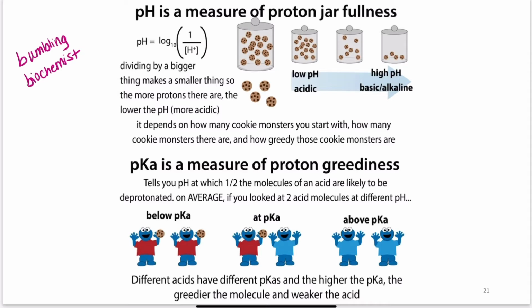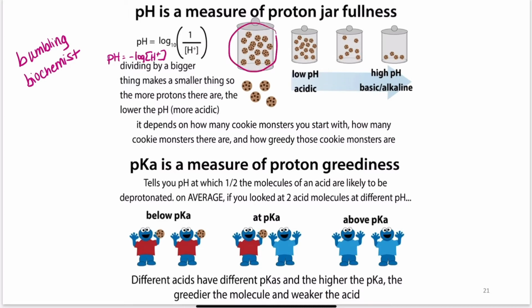So she says pH is a measure of a proton's jar fullness. Again, pH is the inverse of 1 divided by H plus, which is the same as negative log. So pH equals negative log of H plus concentration. Dividing by a bigger thing makes a smaller thing. So the more protons there are, the lower the pH. More acidic it is. Lower pH, more acidic. It depends on how many Cookie Monsters you start with, and how greedy those Cookie Monsters are. How acidic is it?